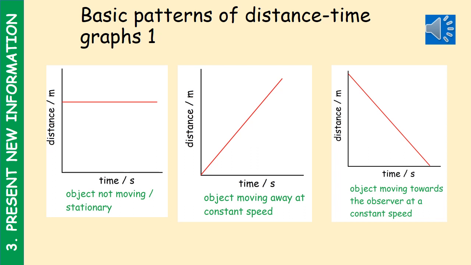In all three of these, if you measure the gradient of the line, you will end up with the speed. So in the first one there, the gradient is 0. The object isn't moving, therefore the velocity is 0. In the second one, if you worked out the gradient it will be a positive number, and in the third one it will be a negative number.